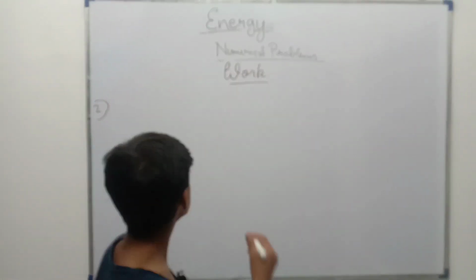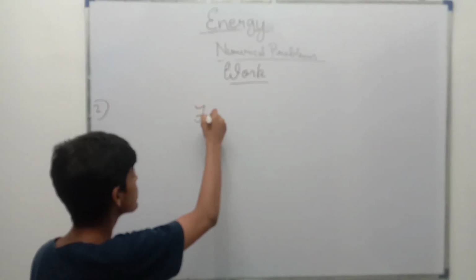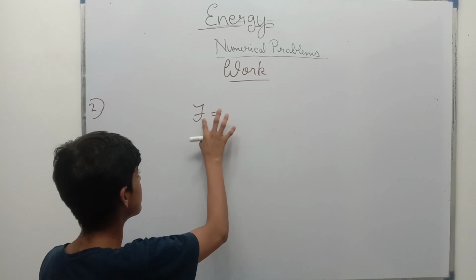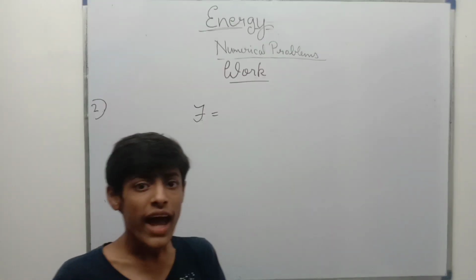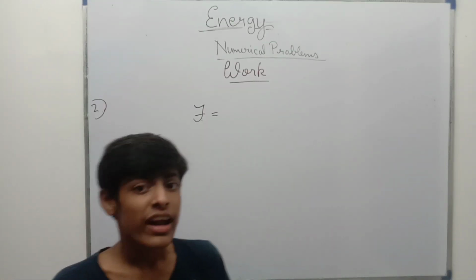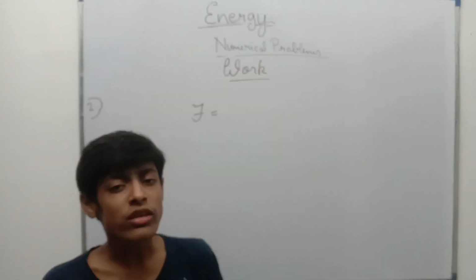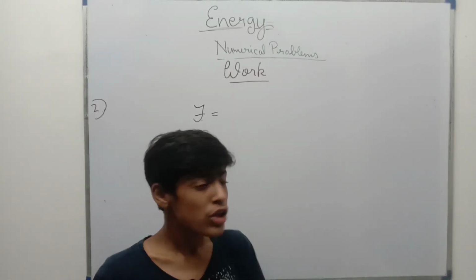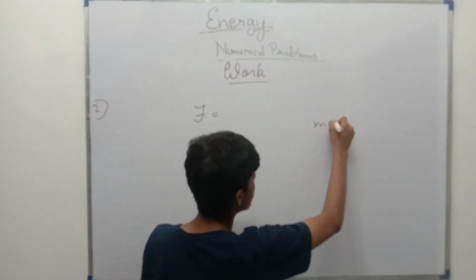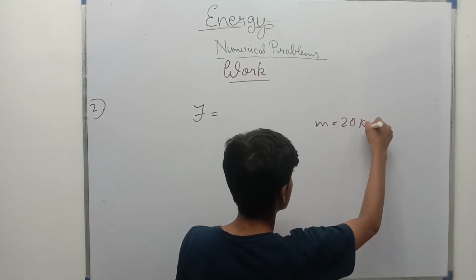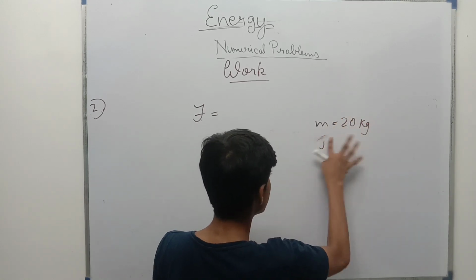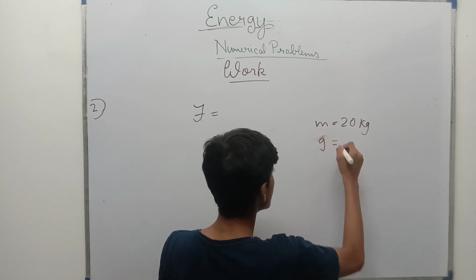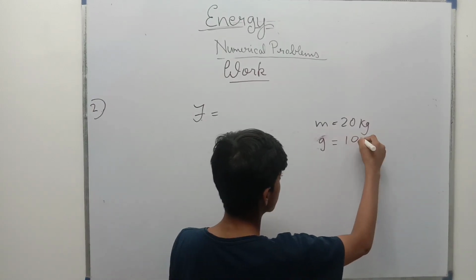Now let's see first the force. In this question, force is not given to us. Instead of force, mass and acceleration due to gravity are given, and as we all know, force is mass into acceleration. So here m is 20 kg and acceleration due to gravity, which is represented as small g, is 10 meter per second squared.